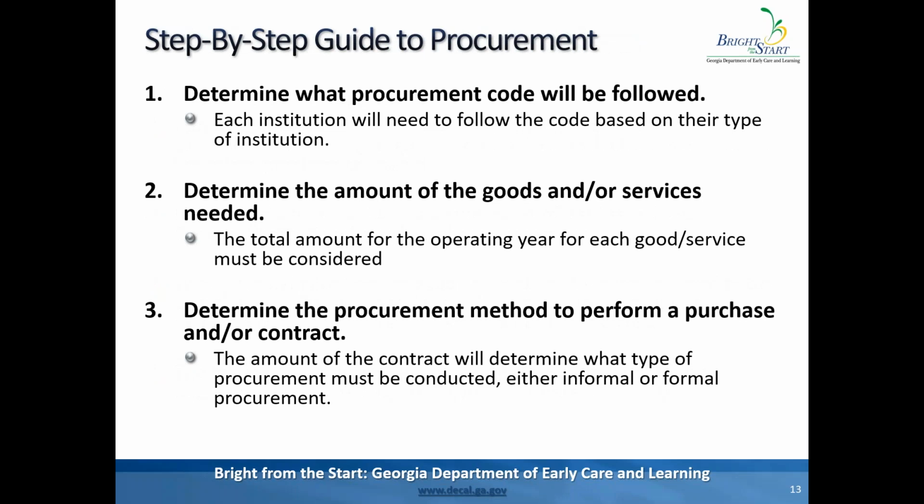A step-by-step guide to procurement. So when determining the procurement code to be followed, each institution will need to follow a code based on their type of institution, which we will see on the next slide. There are, based off of your type of institution, specific codes that you must follow. Number 2, sponsors and institutions must determine the amount of goods and or services needed. The total amount for the operating year for each good or services must be considered. And number 3, sponsors and institutions must determine the procurement method to perform a purchase and or contract. This amount will determine the type of procurement that must be conducted, whether it's formal or informal.